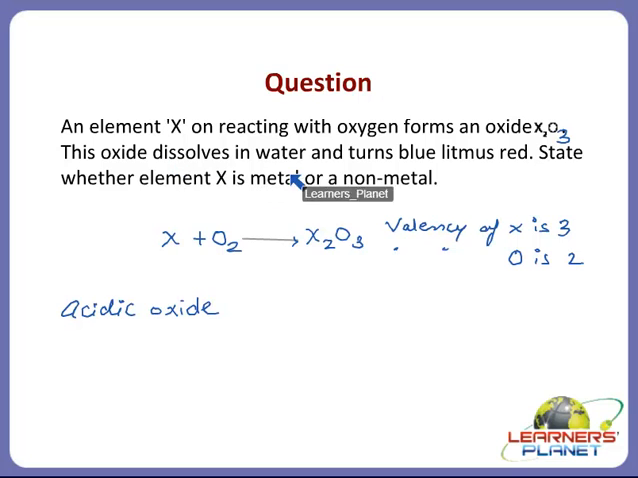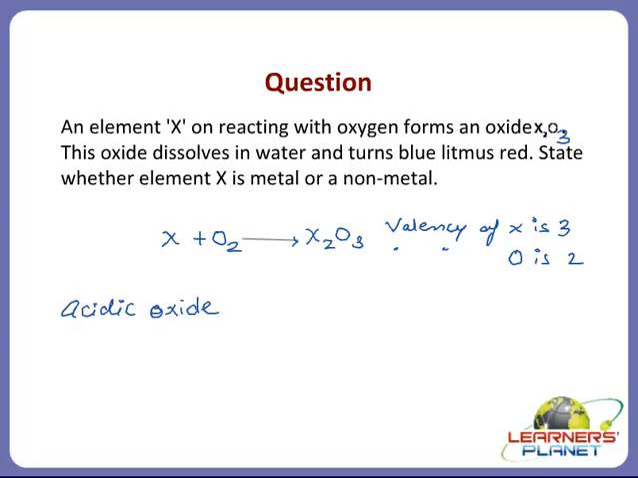This oxide dissolves in water and turns blue litmus red. Blue litmus red means on dissolving in water, it is forming an acidic solution, and so that solution is changing blue litmus red. What does this mean? That it is an acid. So is it a metal or a non-metal? It is a non-metal. Metals form an oxide which is basic in nature.